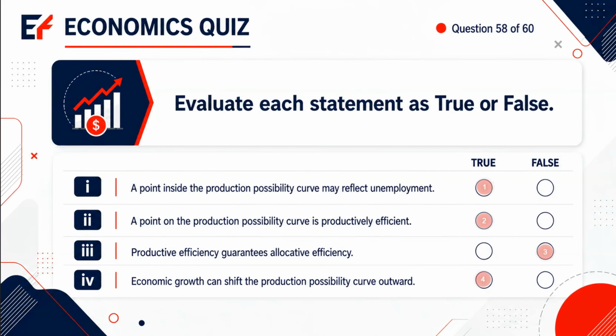Let's connect efficiency with production capacity. A point inside the production possibility curve can show unemployment because some resources are not being used fully. A point on the curve is productively efficient because the economy is producing the maximum possible output combination with its current resources and technology. But productive efficiency does not guarantee allocative efficiency because the economy may still be producing the wrong mix of goods for society's preferences. Economic growth can shift the curve outward because better resources, improved technology, or higher productivity expand what the economy can produce. The key idea is that the curve shows both efficiency today and growth potential over time.